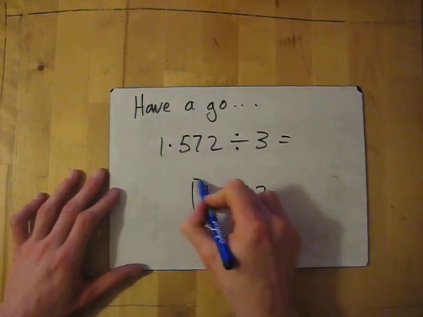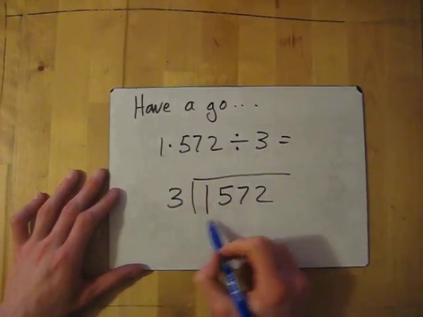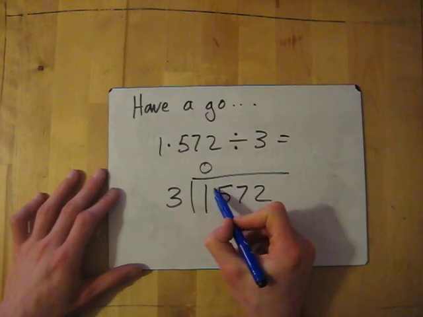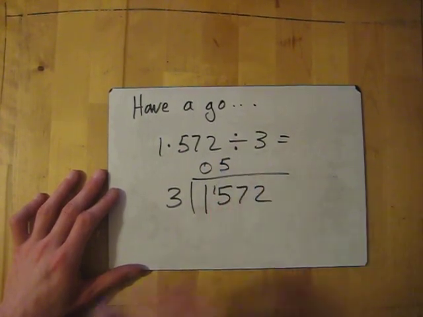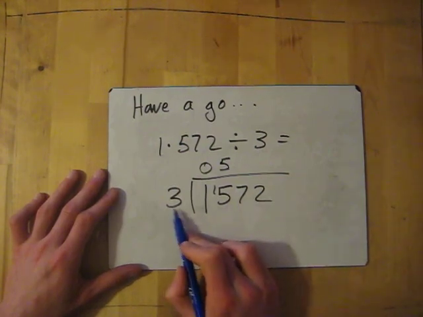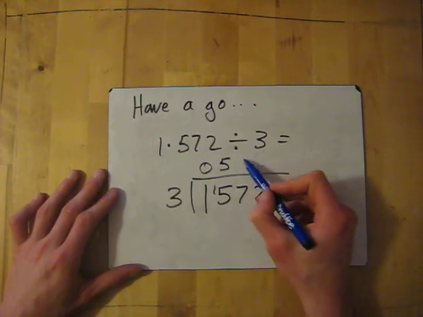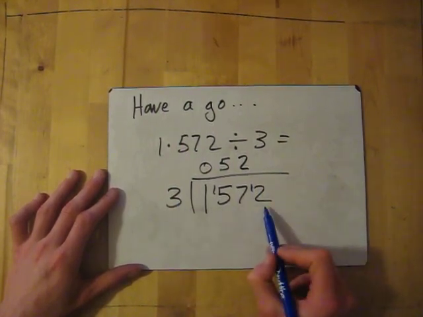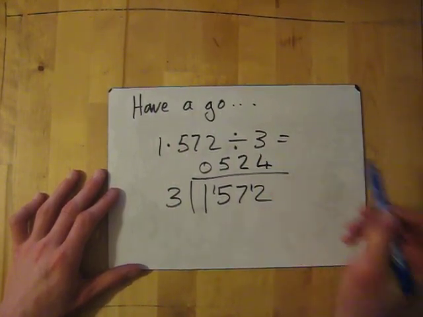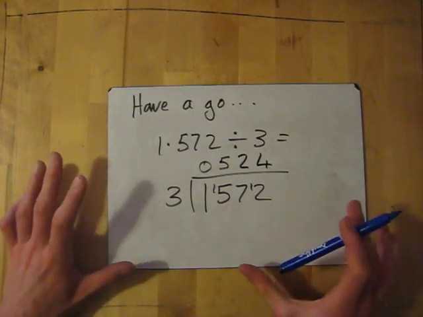So, forget about the decimal. 1,572 divided by 3. How many times does it fit into 1? 0. Okay, the 1. How many times does it fit into 15? Fits in 5 times with nothing left over. And how many times does it fit into 7? Fits in 2 times with 1 left over. How many times does 3 fit into 12? 4 times. Okay?